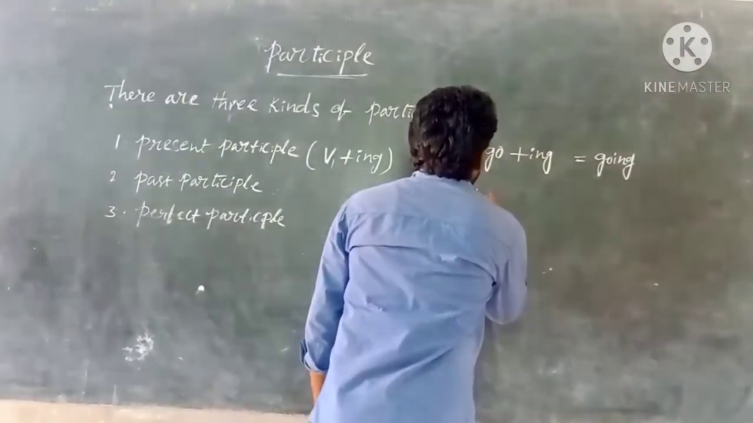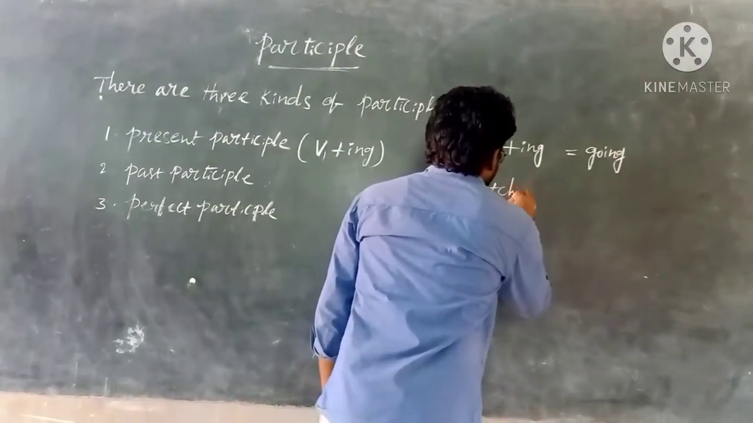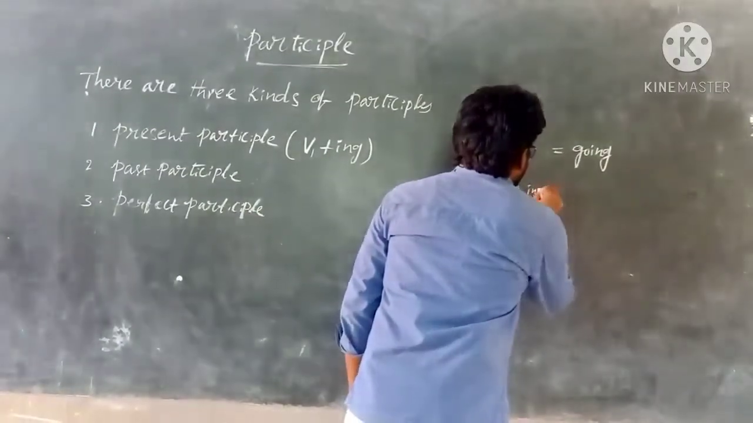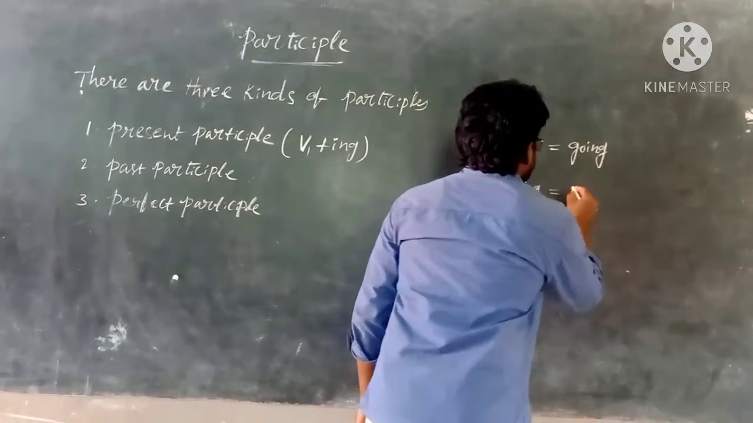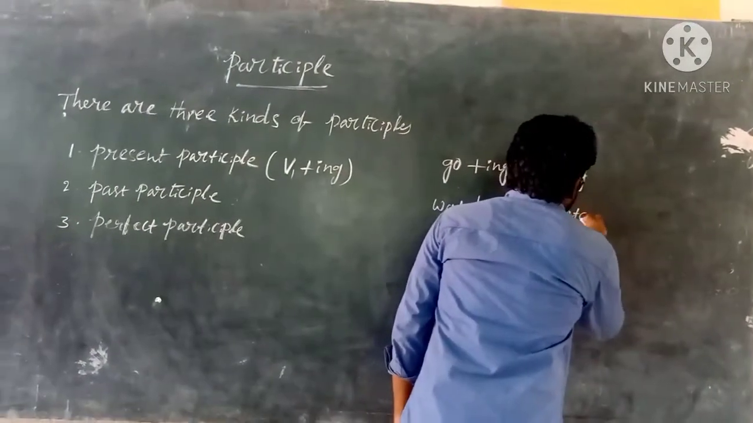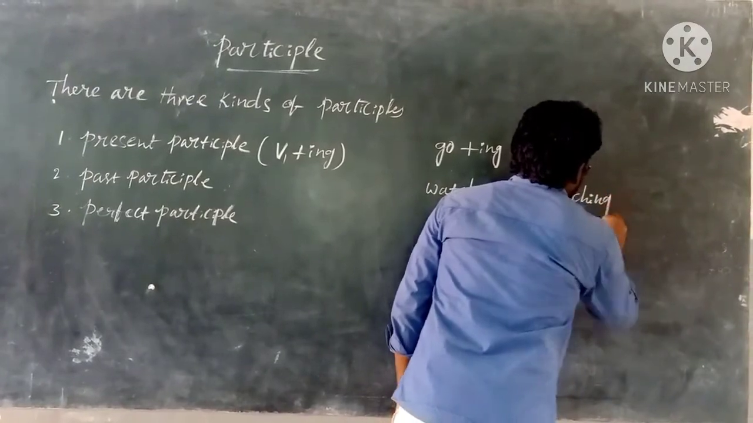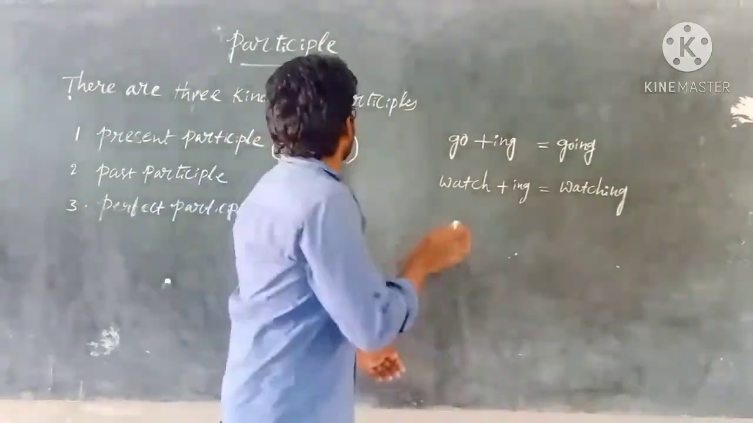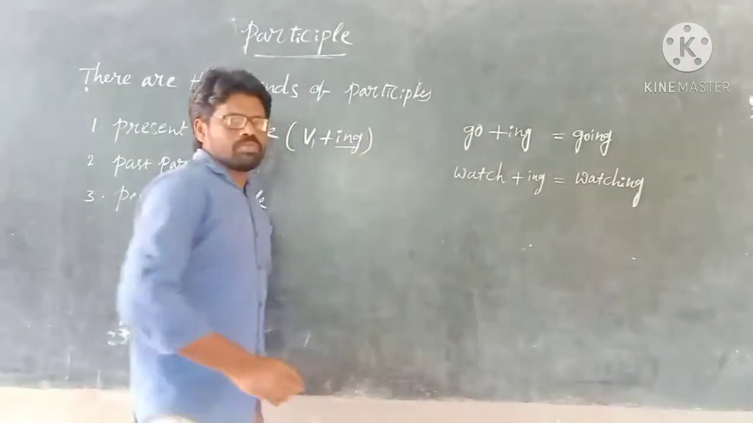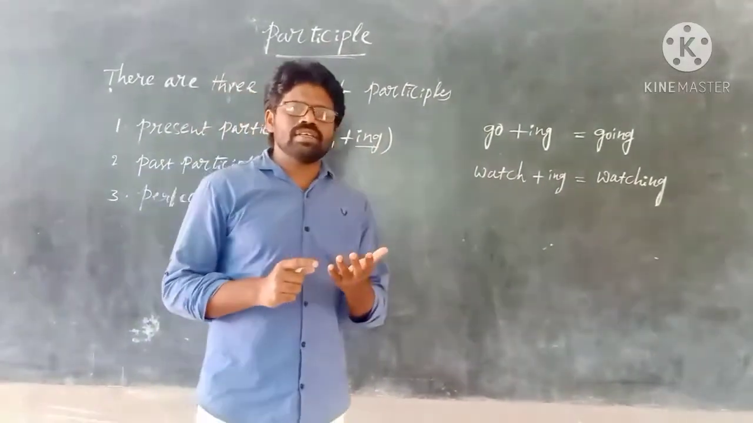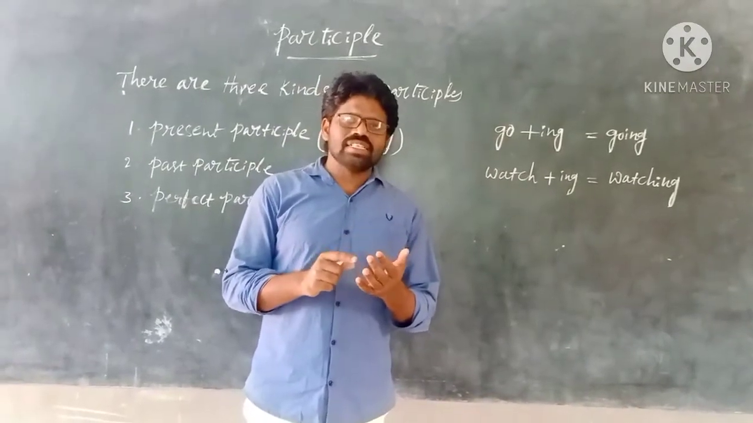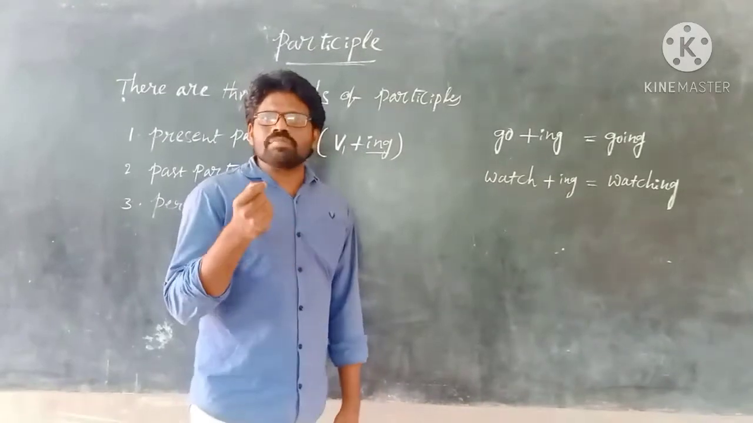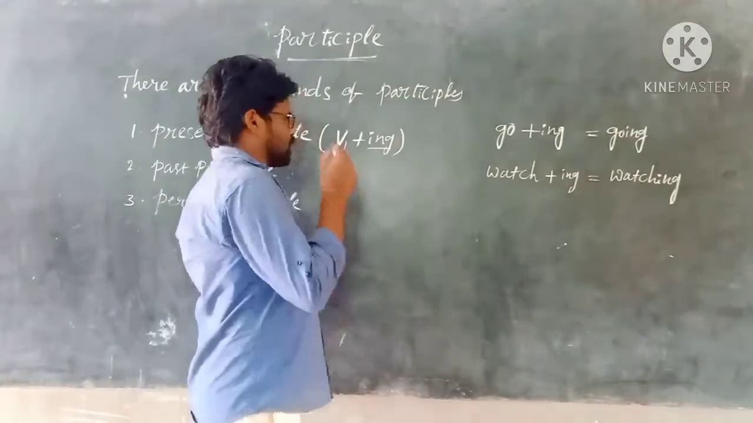Next one is watch. Watch is the base form of the verb. If we add ing to the verb, it becomes watching. It becomes a present participle. Present participles are formed by adding ing. For example: going, watching, dancing, singing, and learning. These are some examples of the present participle.